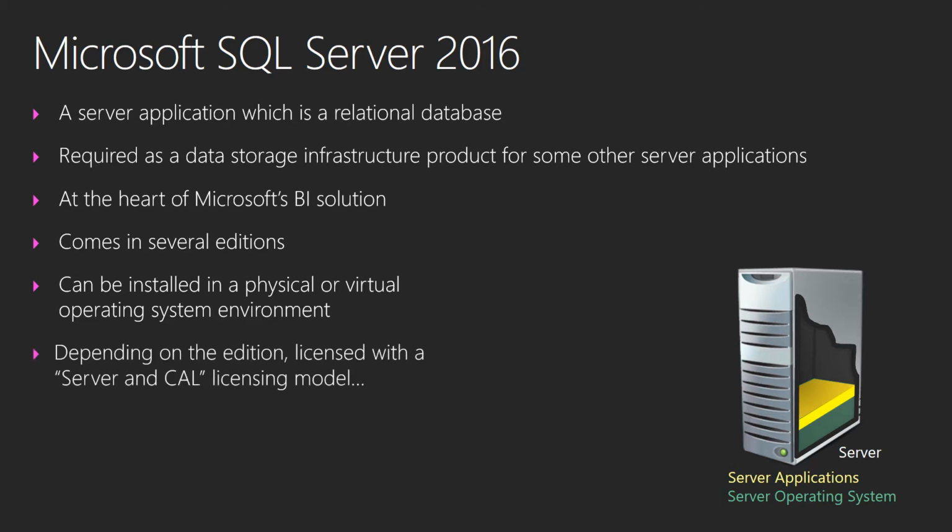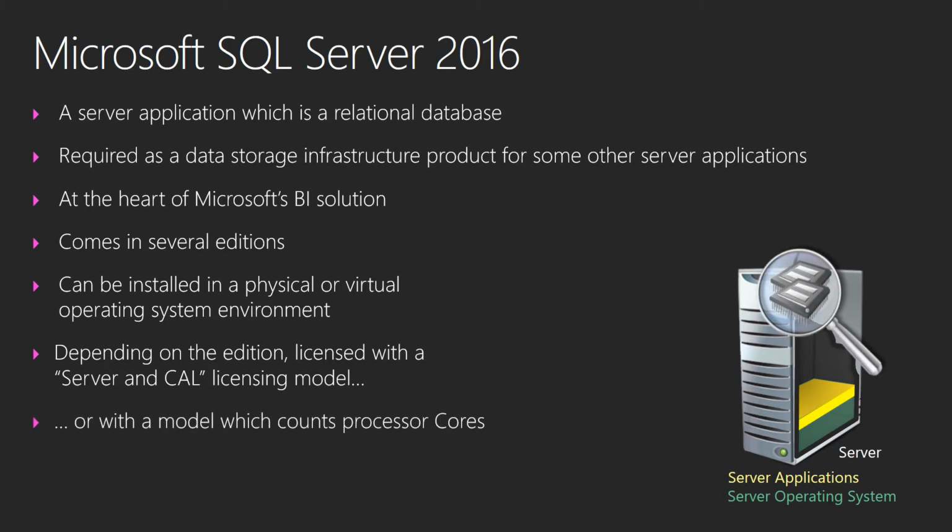Some of the editions are licensed with a server and CAL model, and this really is straightforward server and CAL, no standard and enterprise CALs to worry about with SQL Server. But some of the editions are licensed with a model that counts processor cores. Now we've already seen with Windows Server that requires you to count processors, but this is different. With SQL Server 2016 you need to count cores. Luckily, however, we don't need to cover anything more than that in this session.